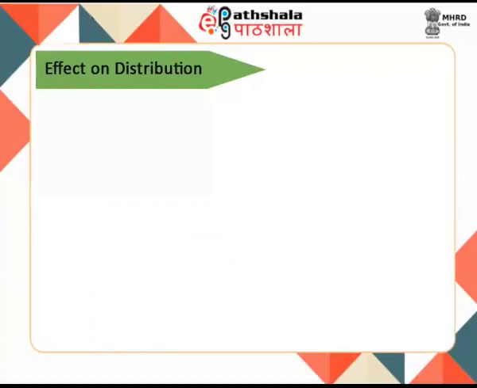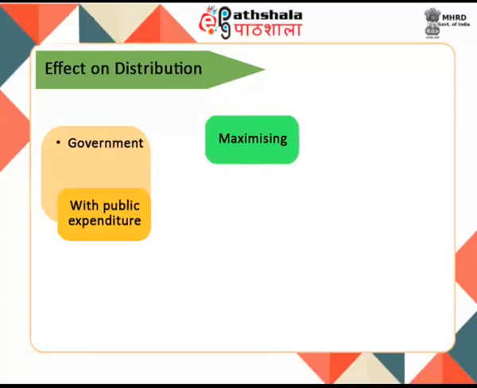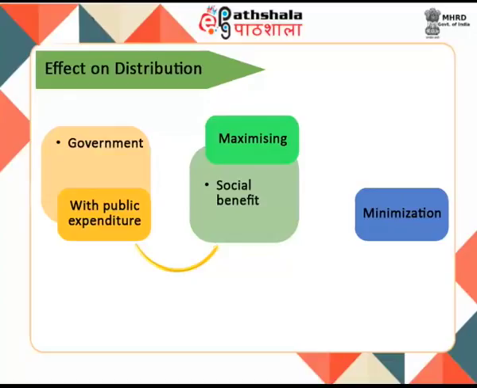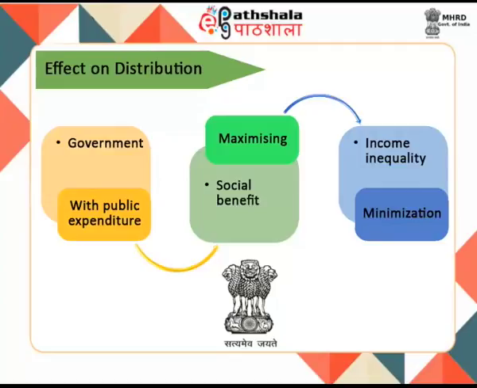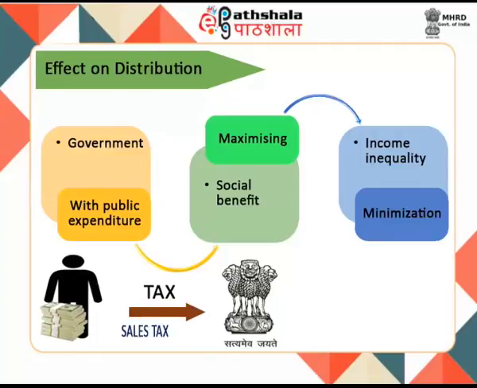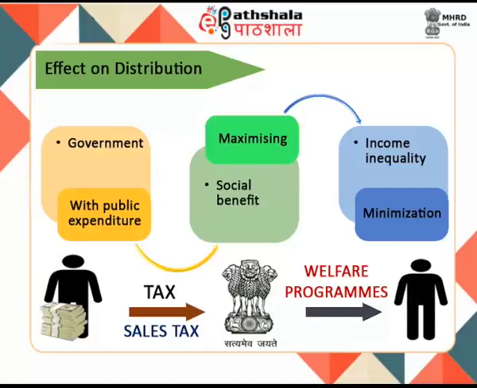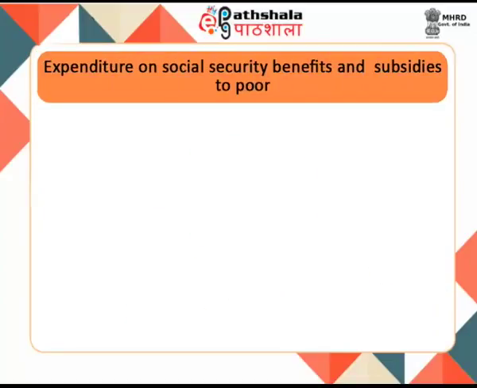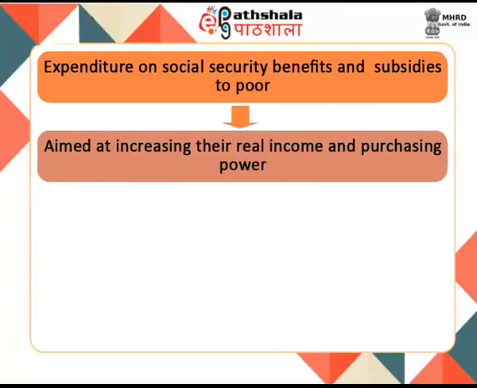Effect on distribution. With public expenditure, the government aims at maximizing social benefit and minimization of income inequality. The government collects excess income of the rich through income tax and sales tax on luxuries. Through taxation, funds are mobilized and directed towards welfare programs to assist the poorer and weaker sections. Expenditure on social security benefits and subsidies to the poor are aimed at increasing their real income and purchasing power.